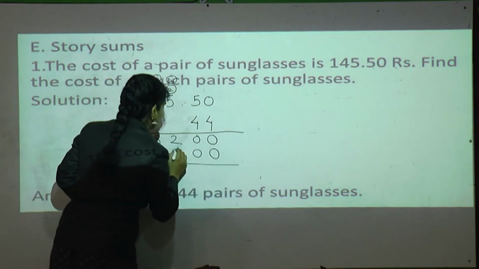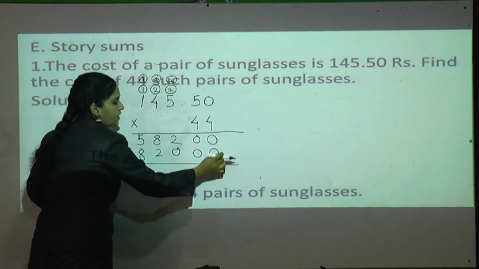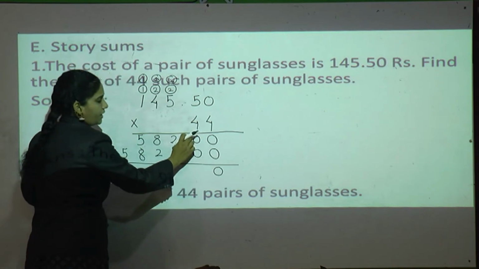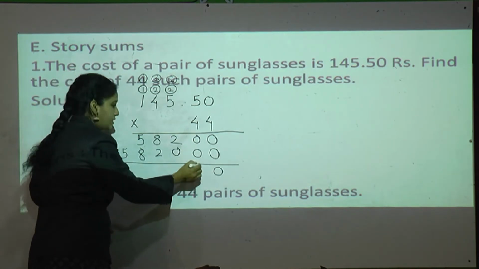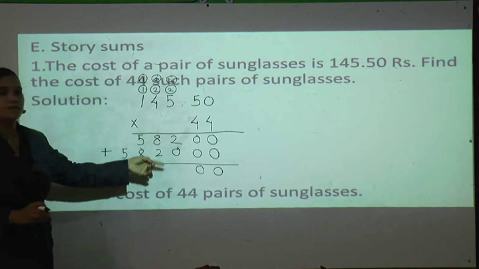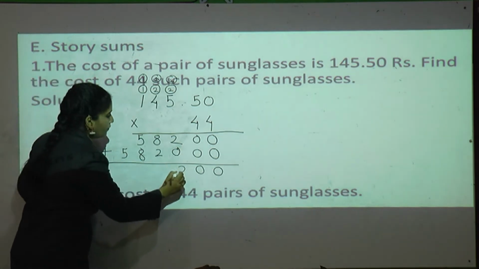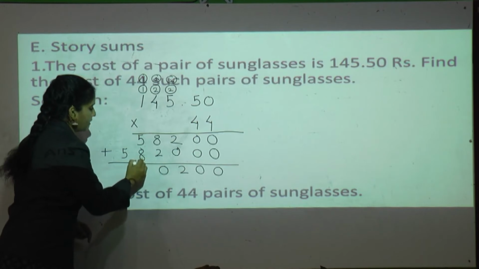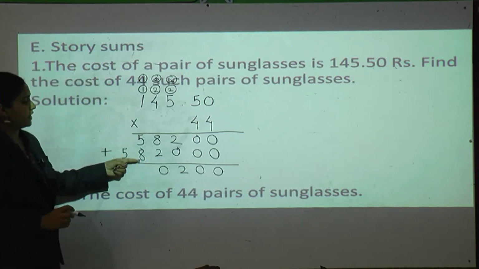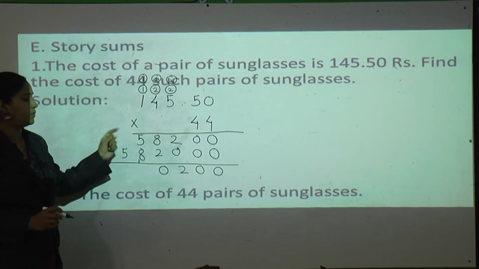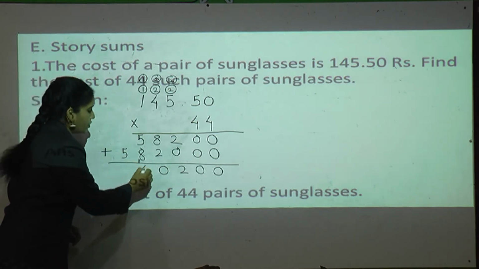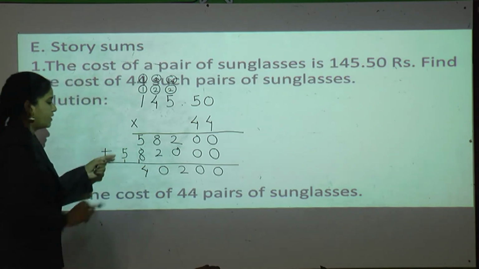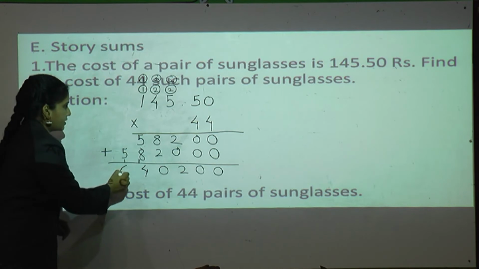Now just add these two numbers. 0 plus 0, 0. Again this 0 plus 0, 0. Good. Here 2 plus 0, 2. 8 plus 2, 10. Now 8 plus 1, 9 and 9 plus 5, 14. Good. And this 5 plus 1, 6.